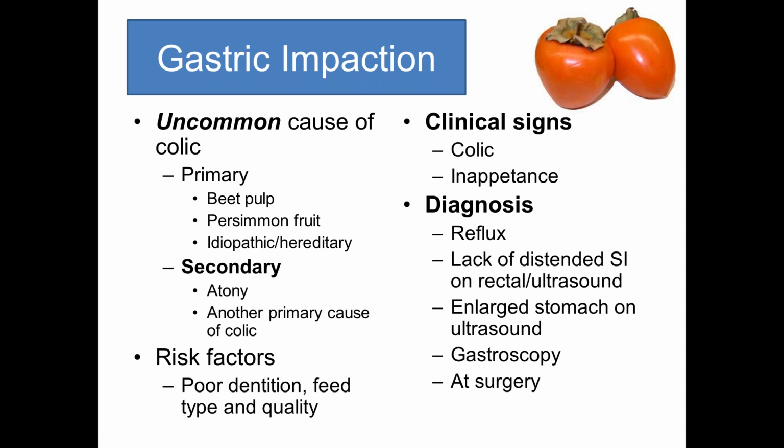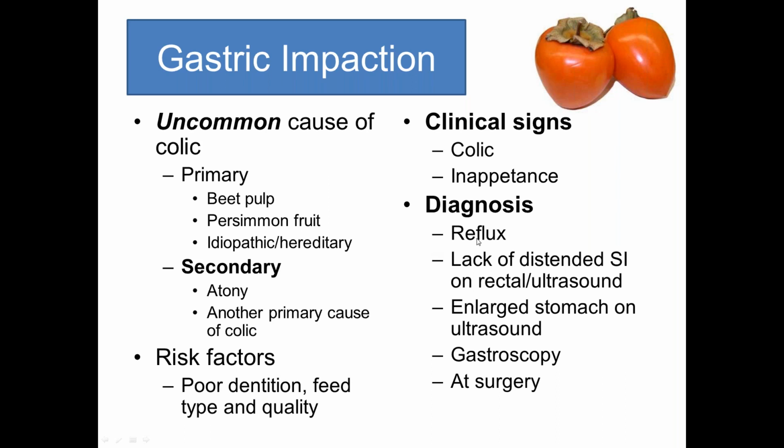Again, unproven, but there are some studies and findings on necropsies that might suggest a muscular hypertrophy aspect of this disease in Friesians. The other is secondary impaction related to atony, because they have another primary reason for colic. We see that a fair amount, but those typically are not as bad. Other risk factors: bad dentition, type of feed, that sort of thing.